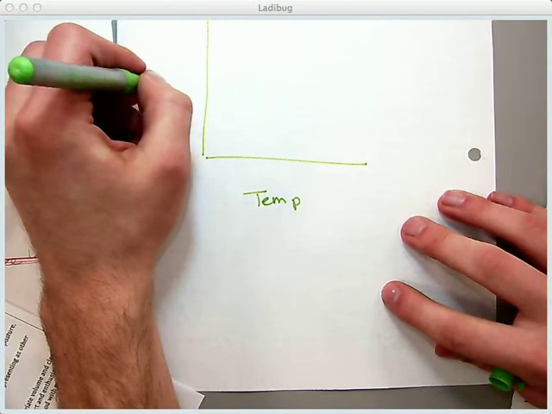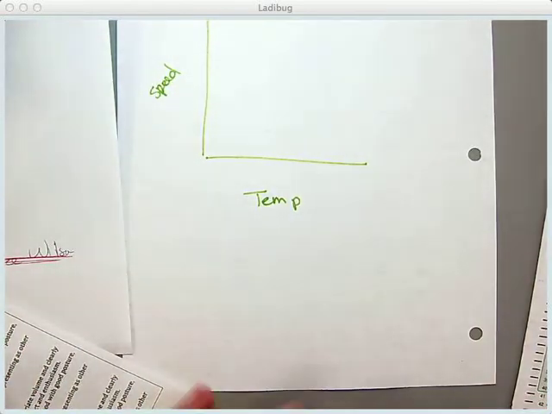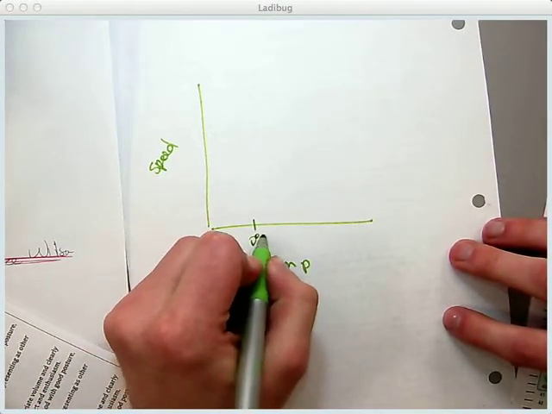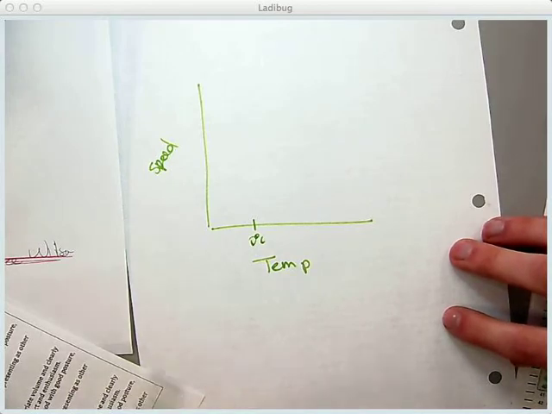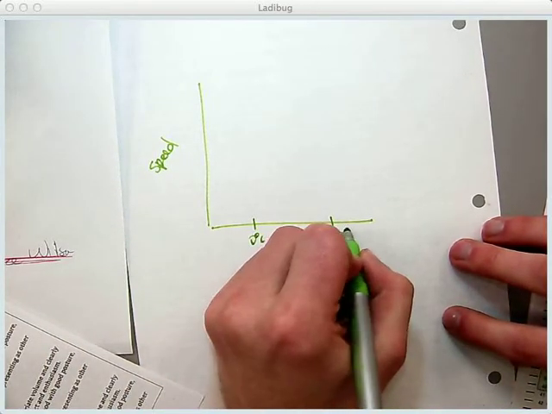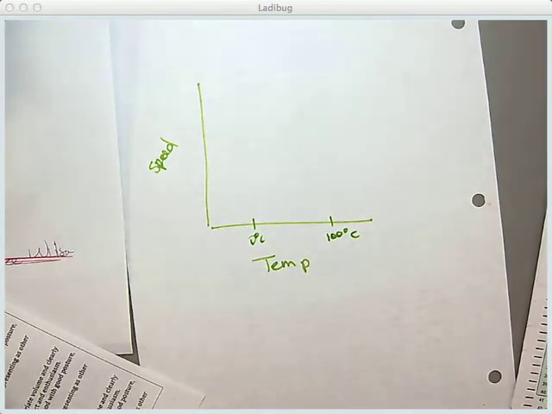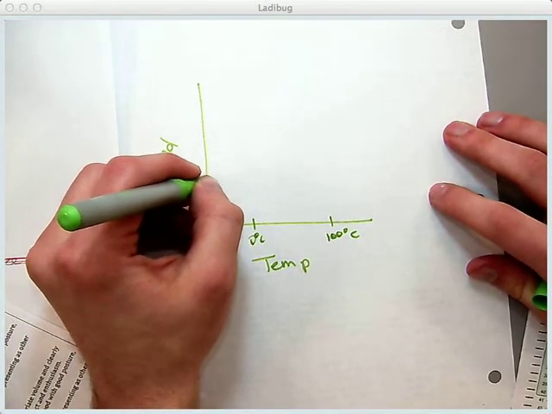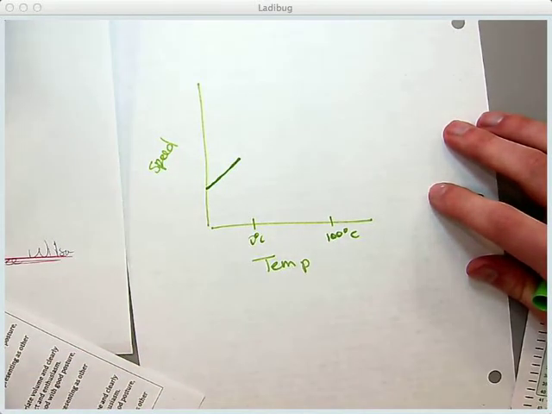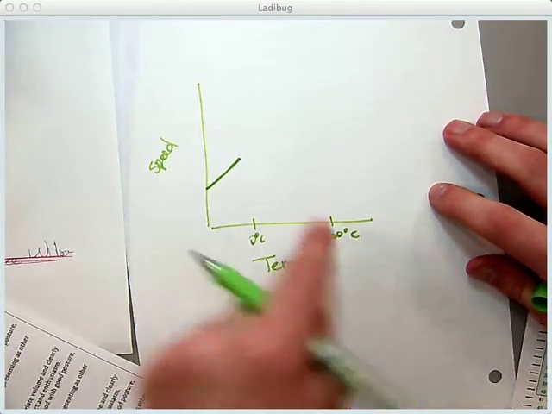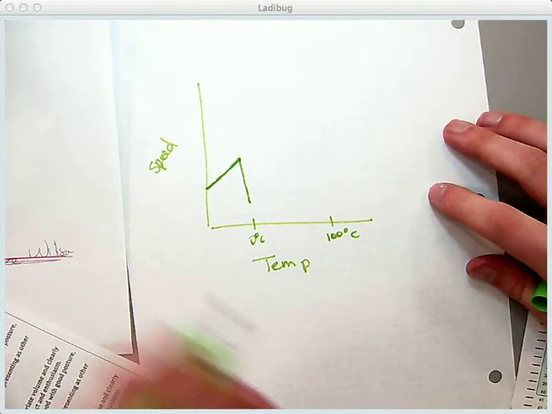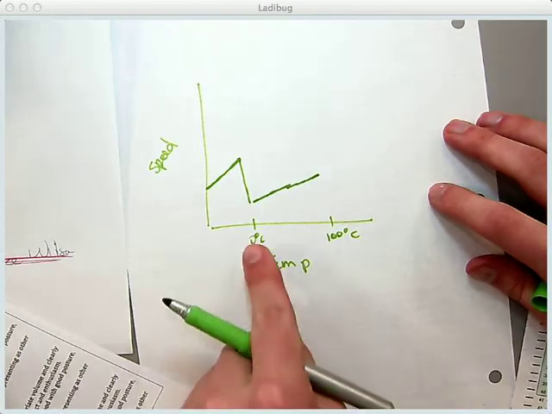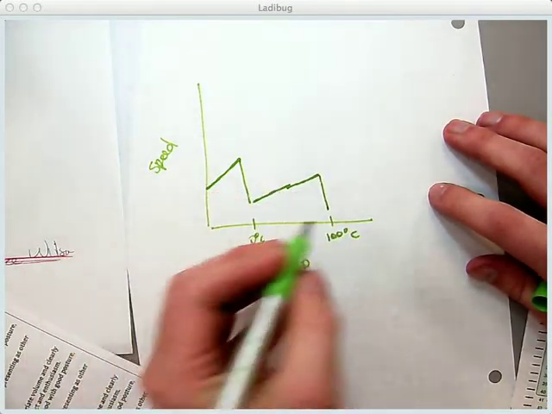If I were to graph this out, guys, and put temperature and speed, let's say we're graphing out the speed of sound in ice. Maybe we'll put 0 degrees Celsius there, the temperature of melting ice. We'll put 100 degrees Celsius here, the temperature of turning into gas. What we would see is the speed of sound would increase as the temperature increased. However, when it went from a solid to a liquid, we would see a drastic decrease. Then it would increase again as we went from liquid to gas.